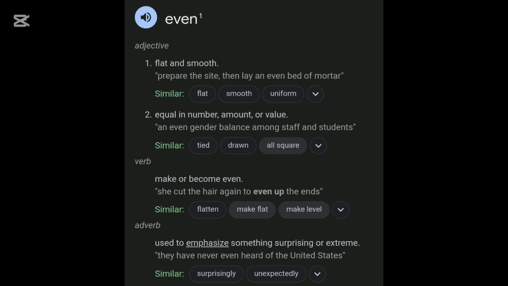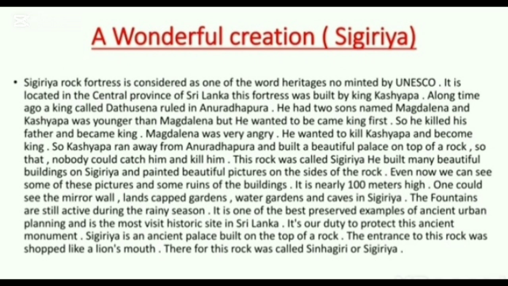In adverb, used to emphasize something surprising or extreme. For example, they have never even heard of the United States. Even now we can see some of these pictures and some ruins of the buildings.